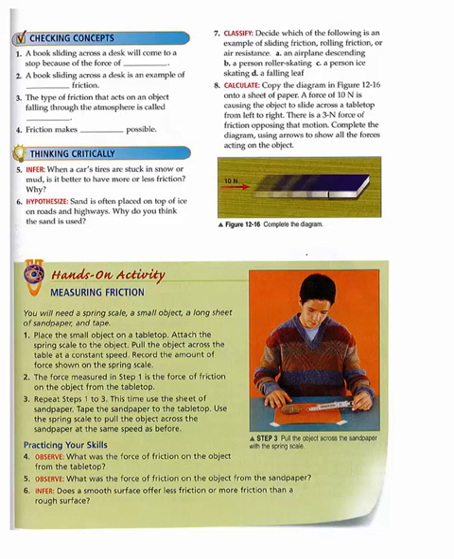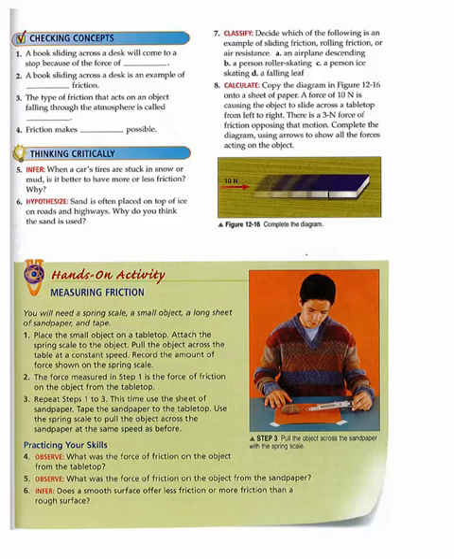7. Classify. Decide which of the following is an example of sliding friction, rolling friction, or air resistance. A. An airplane descending. B. A person roller skating. C. A person ice skating. D. A falling leaf.